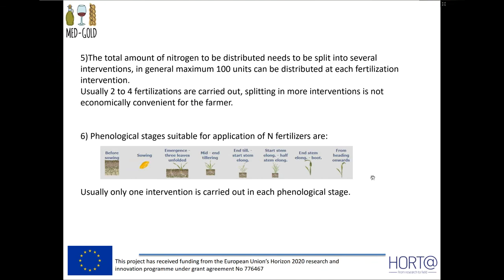Okay, the total amount of nitrogen to be distributed needs to be split into several timings, because usually farmers apply nitrogen in two or three steps during the season, not all fertilizer in one step. Like us, we don't eat only at midday. We eat breakfast, lunch, dinner. The same for the plant. It needs more nitrogen during the crop season. And in the picture, you see the steps where farmers usually apply fertilizer. For example, during tillering, during stem elongation, and during booting.